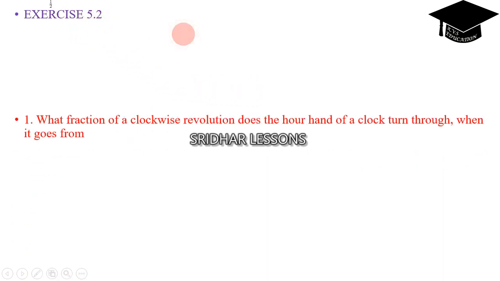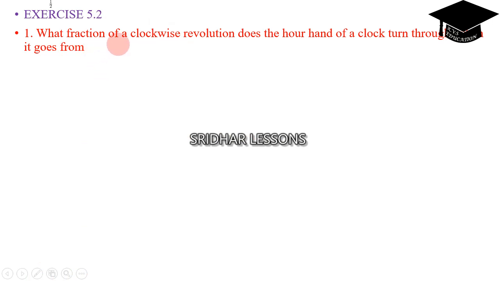Next, we will see exercise 5.2. First problem. What fraction of a clockwise revolution does the hour hand of a clock turn through when it goes from 3 to 9? From 3 o'clock to 9 o'clock, if it is moving, what fraction of a clockwise revolution does the hour hand turn? The simple logic is 9 minus 3 is equal to 6, divided by 12. That is half of a revolution. Okay?